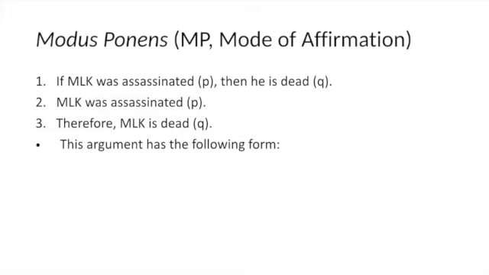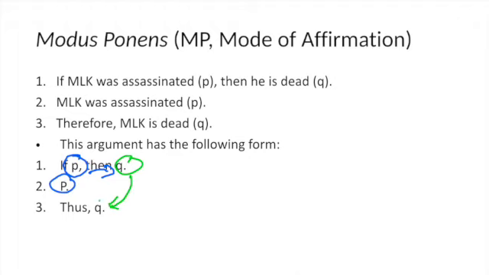So this Martin Luther King argument has the following form. Again, this is the modus ponens form. If P, then Q; P; therefore Q. And notice what happens here. We've got the antecedent, which is P. It's said to imply the consequent Q. And then we have the affirmation in the second premise, line 2 here. We have the affirmation of P. That allows us to derive Q as our conclusion in the third line.